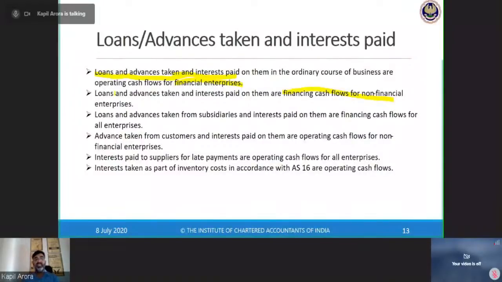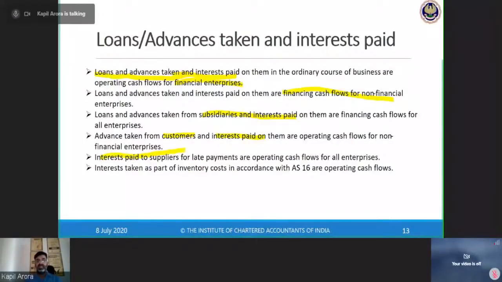Loan advances taken from subsidiaries. Again, here we are talking about non-financial, so it will always be financing activities because I am taking funds from the subsidiaries or the parent also, right? So that will also be there. Advances taken from customers, interest paid, because they are related to my operations, that will become part of my operating activities.